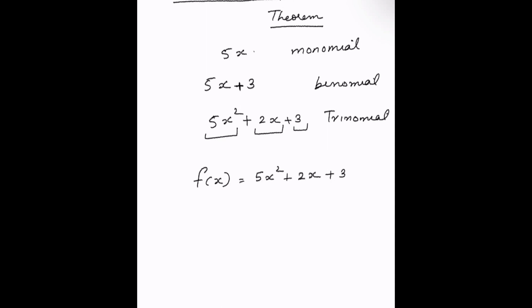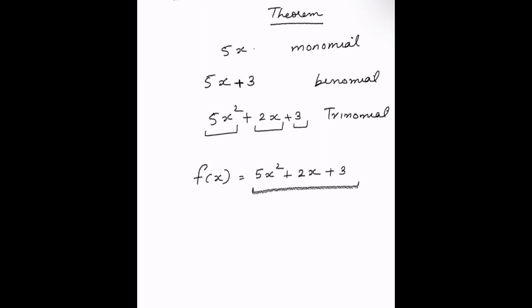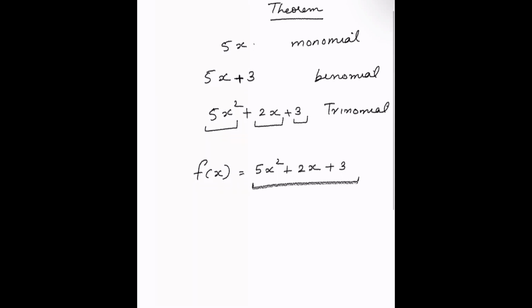Why am I saying it is in x? Because this polynomial has only one variable. The only variable in this polynomial is x, right? So because of that, I call this f of x. If I have f of y is 2y square plus 2, this is a polynomial in y because the variable used in this polynomial is y.